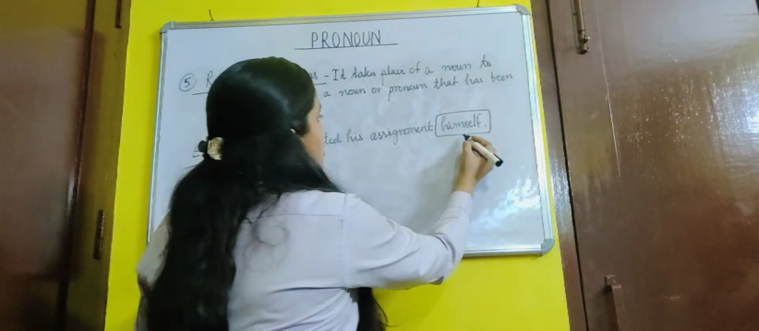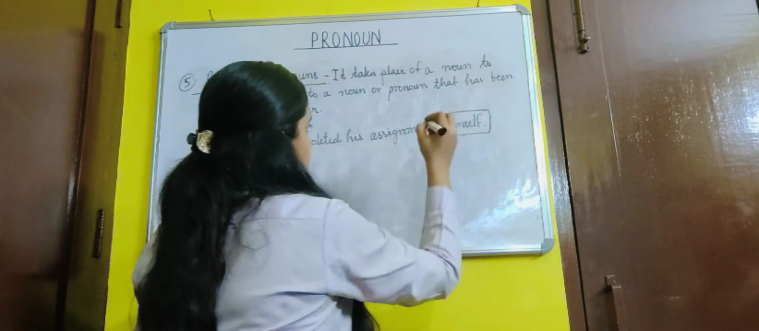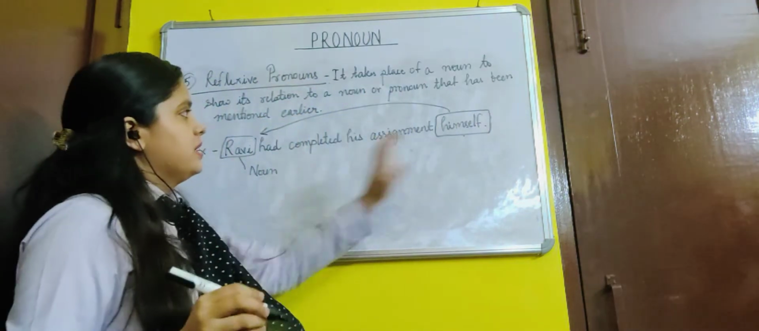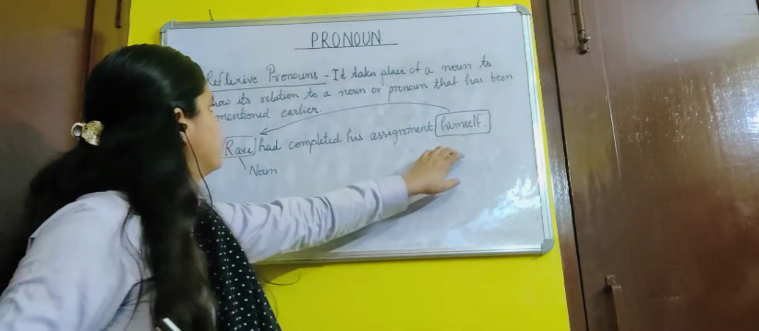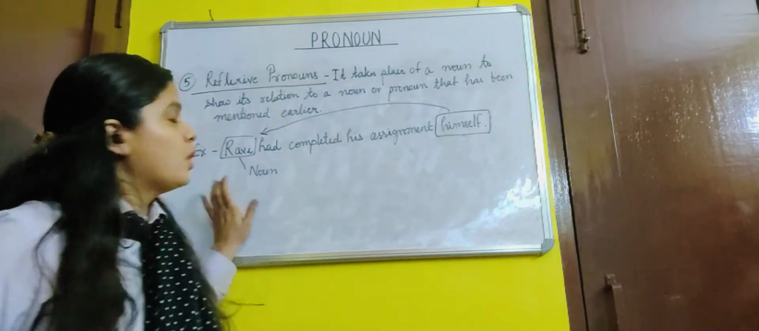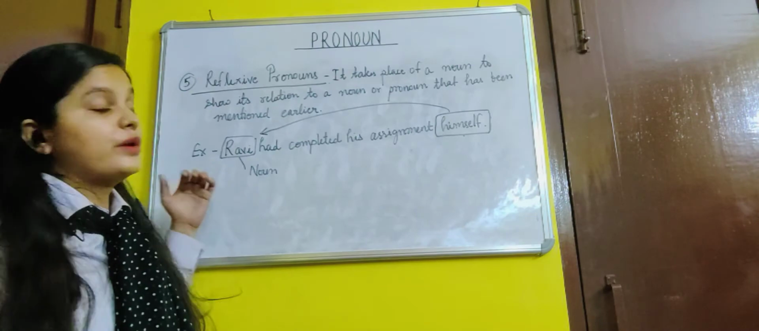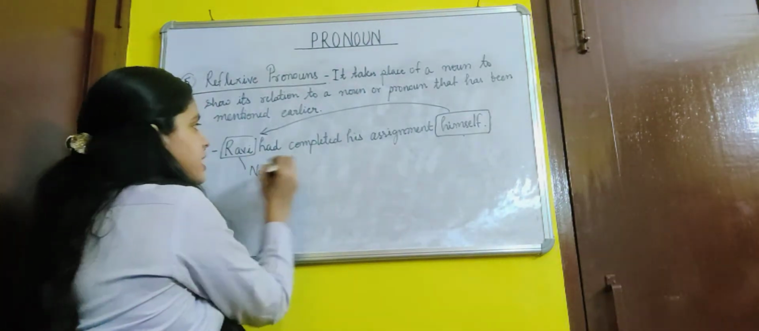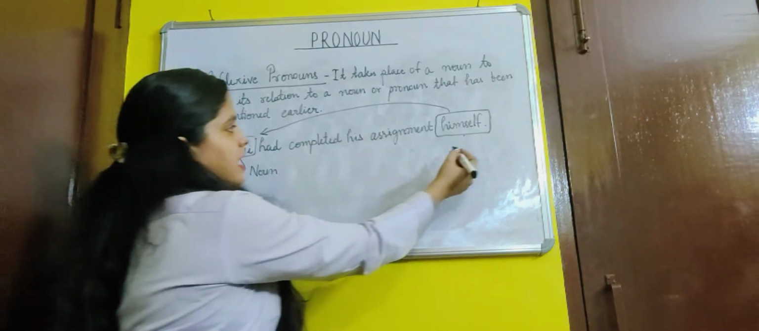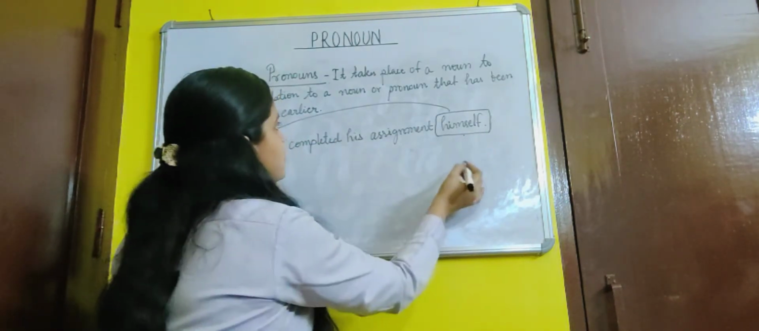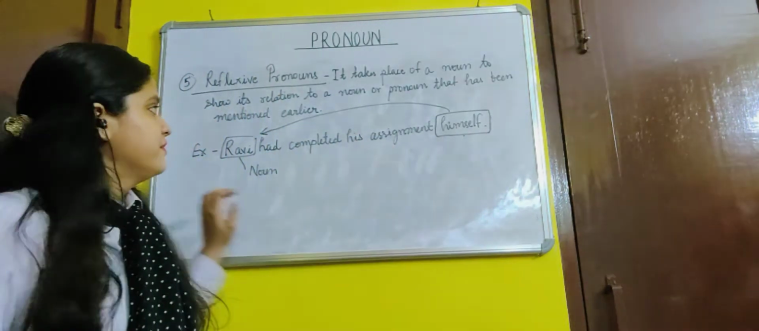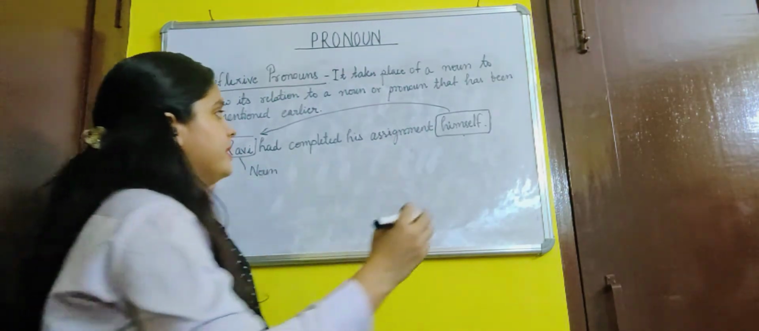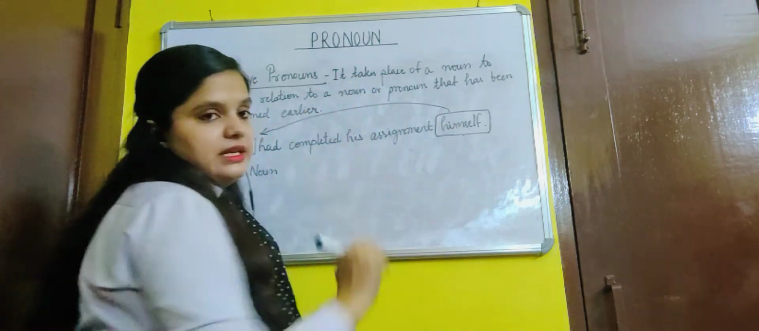So this word himself is used for Ravi. It means that this word shows its relation to a noun that has already been mentioned. Okay, that was mentioned earlier, that Ravi had completed his assignment himself. So this word shows its relation with the noun that has already been mentioned in the sentence. So it is a reflexive pronoun.